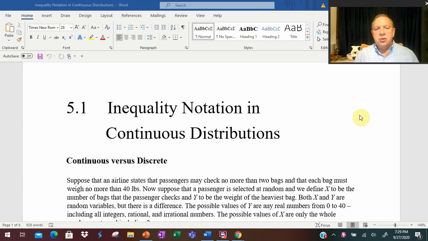In this little section, we're going to cover a little bit of notation for inequalities when we're dealing with continuous distributions. We did a version of this when we talked about discrete random variables: x greater than 3, x less than or equal to a number. But this is continuous distributions, and there's a little bit of difference in the notation that I'd like to go over with you.